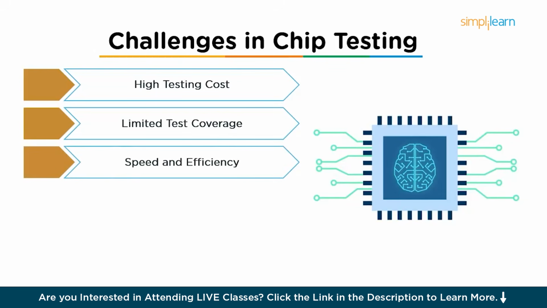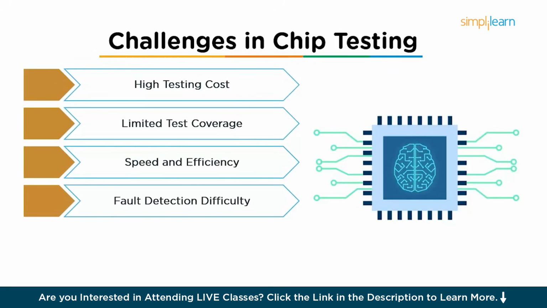Then comes speed and efficiency. In high-volume chip production, testing must be both fast and efficient to keep up with demand. So long or overly detailed tests can slow down manufacturing lines. Then comes fault detection difficulty. Some faults are intermittent, rare, or only appear under specific conditions, making them difficult to detect.